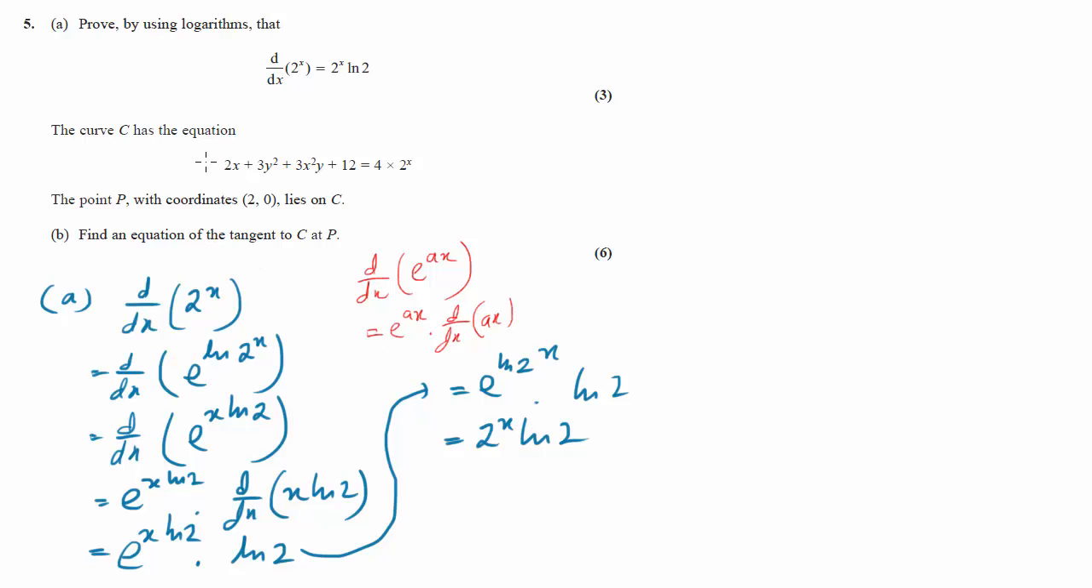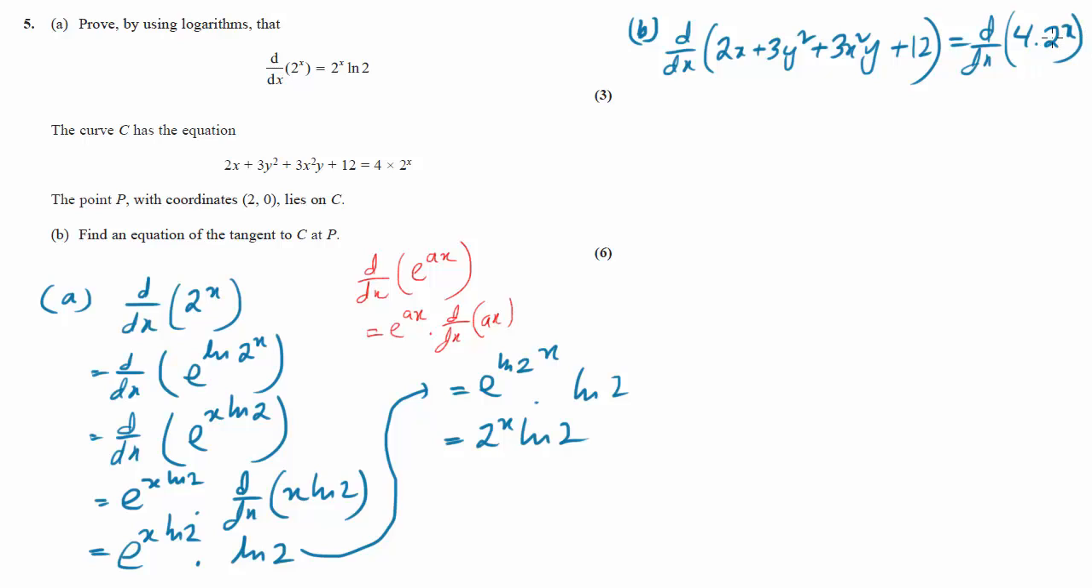Question number B deals with implicit differentiation, where x and y are mixed together and we have to differentiate like that. So in question number B, let's start by differentiating both sides. On the one side we have d by dx of 2x plus 3y squared plus 3x squared y plus 12, and on the other side we have d by dx of 4 multiplied by 2 to the power x. We just differentiated 2 to the power x, it is going to be 2 to the power x ln 2.